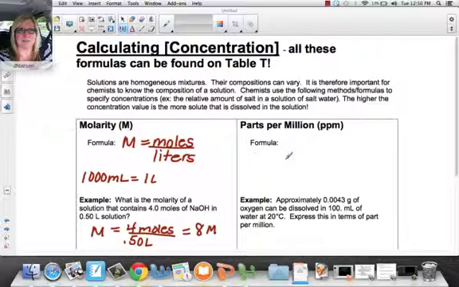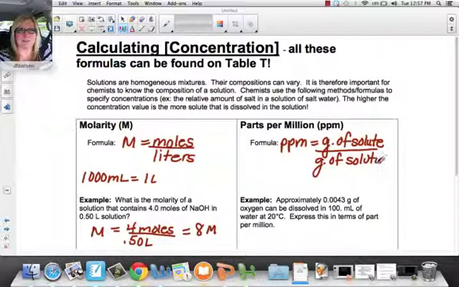Parts per million is also a formula that is used to express concentration for very, very small quantities. We use this for, say, determining the amount of chlorine in a pool, or the amount of ions in a sample of water. So parts per million equals grams of solute over grams of solution times a million. And the million is the same as 10 to the 6th, so I'm going to write it as 10 to the 6th.